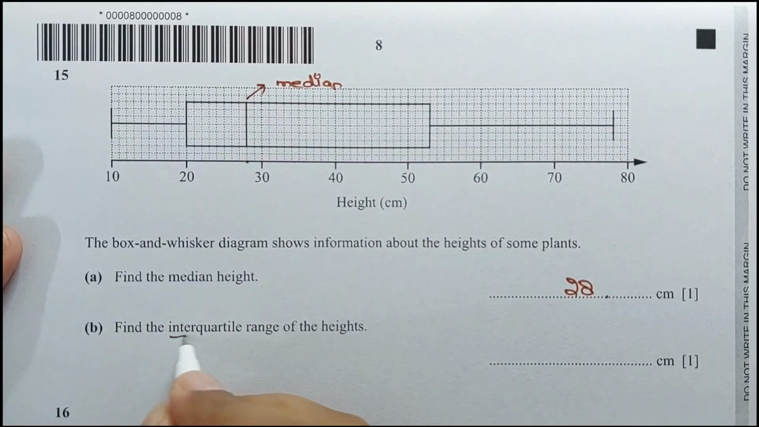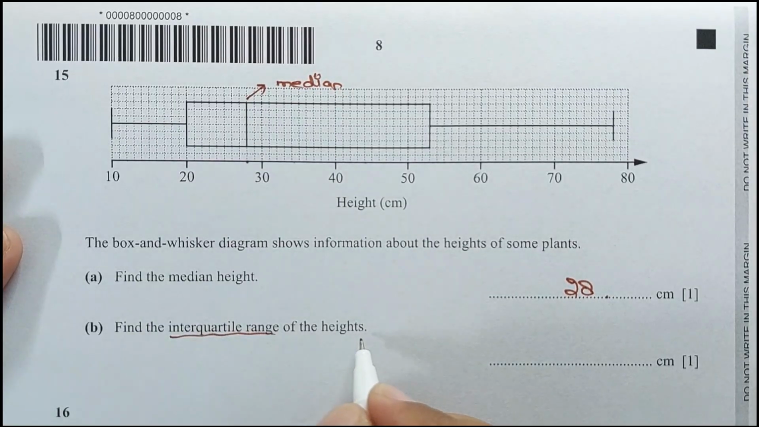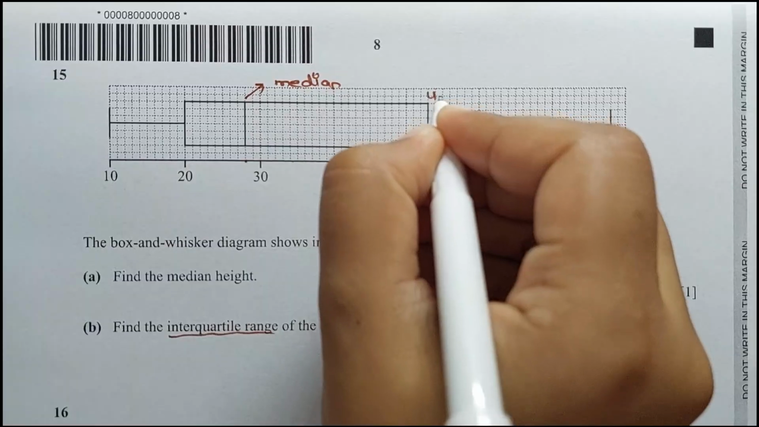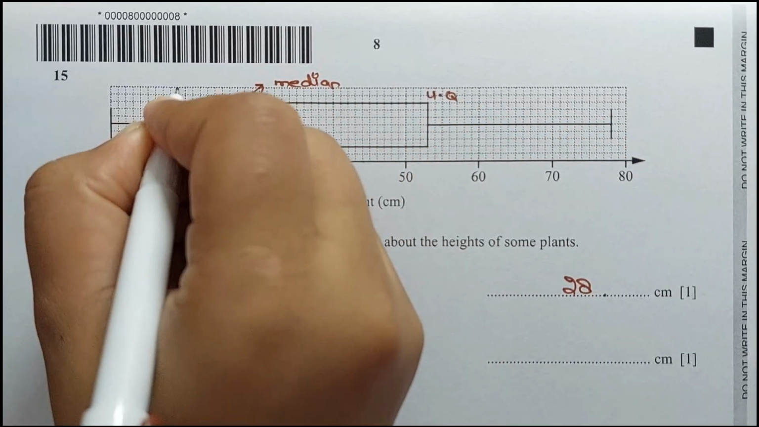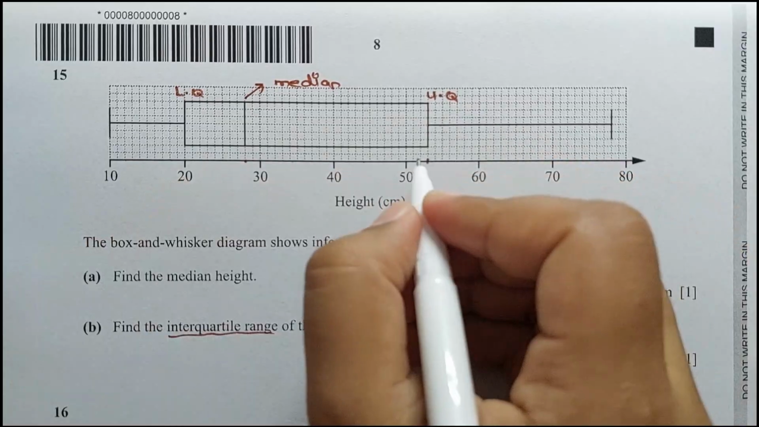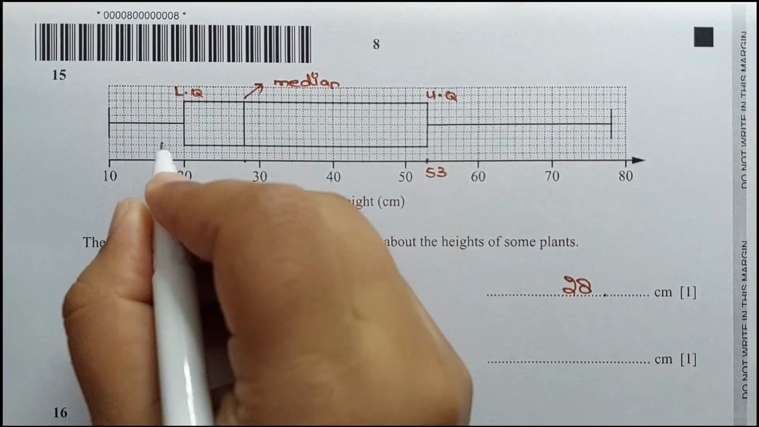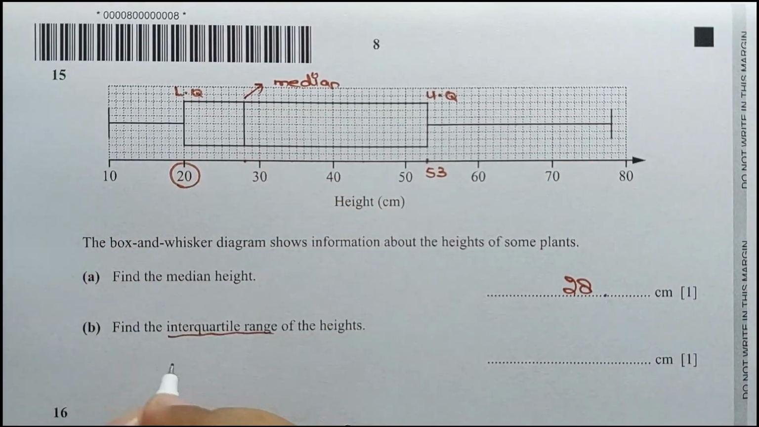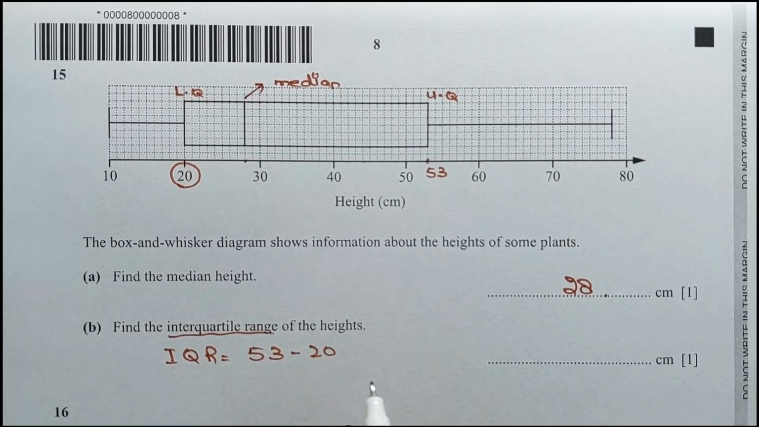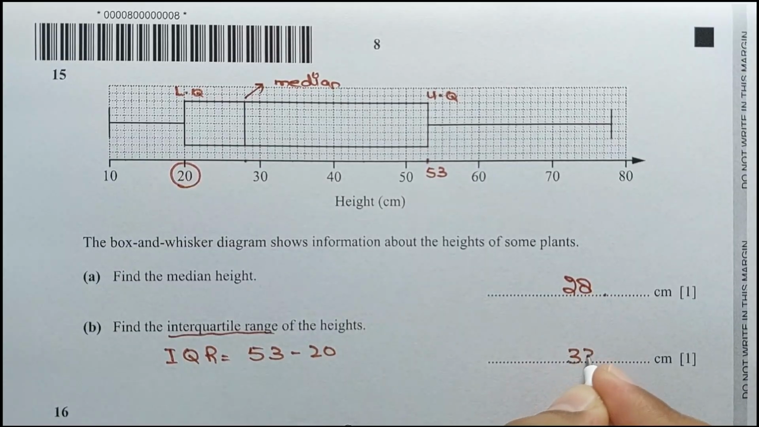Part B, find the interquartile range of the heights. The interquartile range is the difference between the upper quartile and the lower quartile, right? So this is the upper quartile and this is the lower quartile. The upper quartile is this number, which is 53, and the lower quartile is this number, which is 20. So the interquartile range is 53 take away 20, which is 33 centimeters.